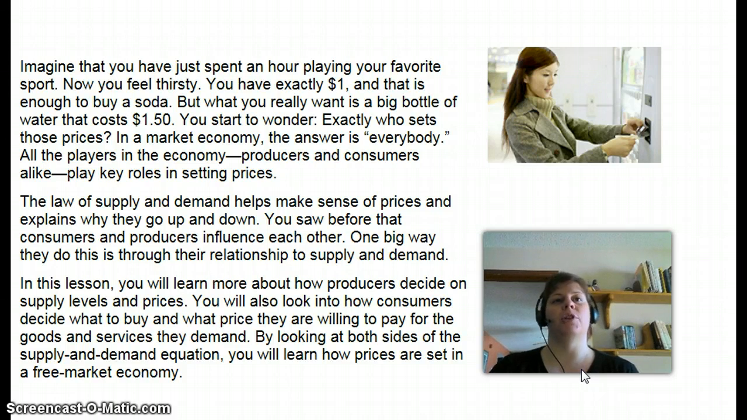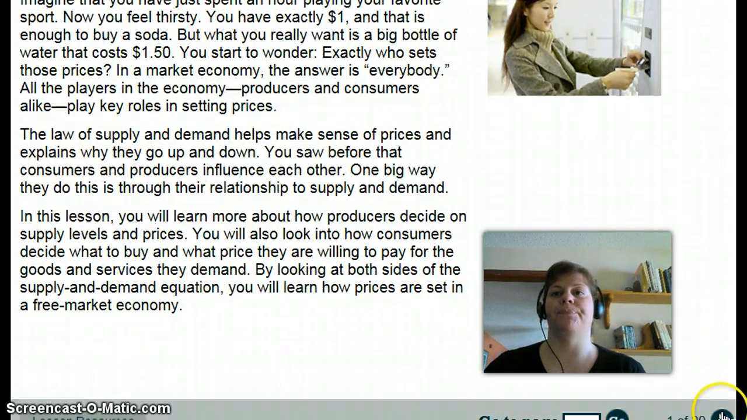In this lesson, you will learn more about how producers decide on supply levels and prices. You will also look into how consumers decide what to buy and what price they are willing to pay for the goods and services they demand. By looking at both sides of the supply and demand equation, you will learn how prices are set in a free market economy.